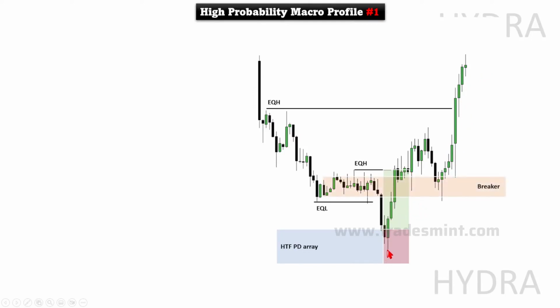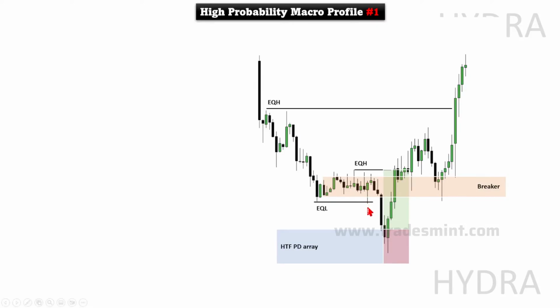So we got our first opportunity. Once price cleared out the relative equal low formed here, we entered, we took our trade from this higher time frame PD area, targeting the relative equal high first. Okay, we got our first opportunity. So suppose you missed it. Do you guys see a breaker here now?